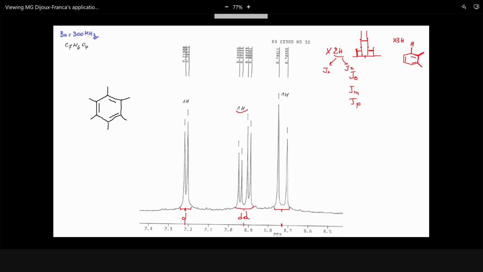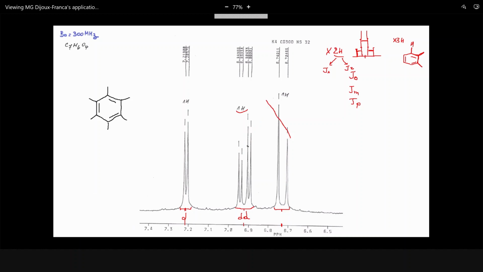So here the signals should all have the same height. I agree. But in practice, this is not exactly the case. I will not explain why, but usually when the signals are close together like that, we have what we call the roof effect. We call it that because you can draw something like a roof. That means these two groups of protons are coupling with each other.